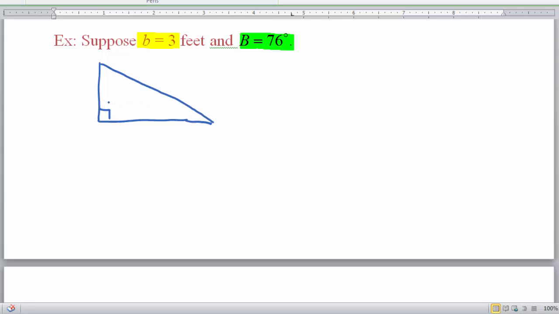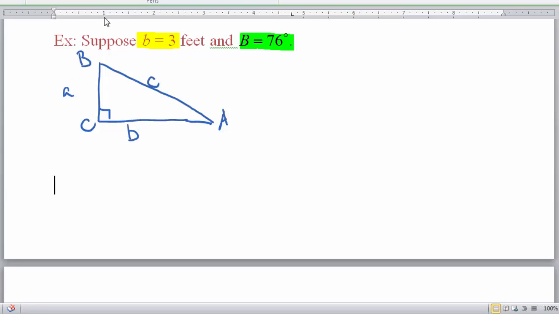In this case I'm going to try to make it a little bit more accurate. That's why I extended that line a little further there. B is 76 degrees, so B is clearly going to be larger than A. So out of those two acute angles, I would call this one B because it's bigger, and that one would be A, and of course the right angle is C. So the hypotenuse is C, the leg opposite A is A, and the leg opposite B is B.